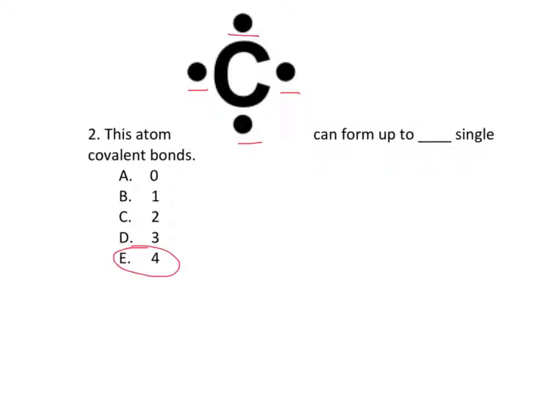This is a very important characteristic of carbon, which is why it plays such an important role in biology and especially in the study of life. So our answer is E. This atom, carbon, can form up to 4 single covalent bonds due to its 4 unpaired valence electrons.